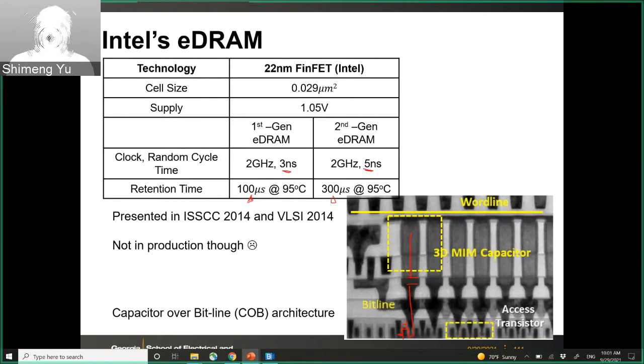But after those two demonstrations, Intel didn't continue this effort, so this is not in production. It looks promising, but I don't know. Maybe there are some other challenges in the manufacturing or the yield. Then this was not in volume production.